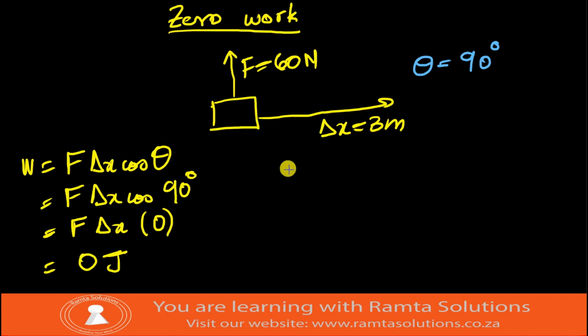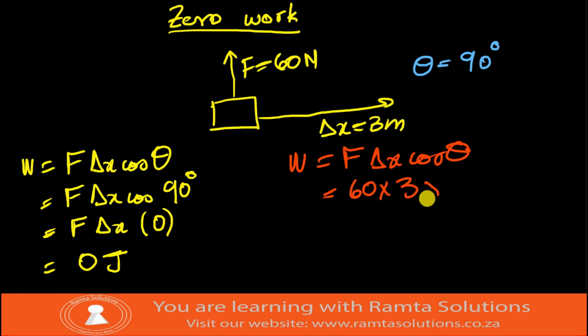Now, let's look at this example. Work equals F delta X cos theta. The force is 16 newtons. The displacement is 3 meters. The angle is 90 degrees. Your calculator will return 0. So this is 0 joules. So I repeat, when a force is applied perpendicular to the displacement, there is zero work done to move the object. Okay, so now you have it.